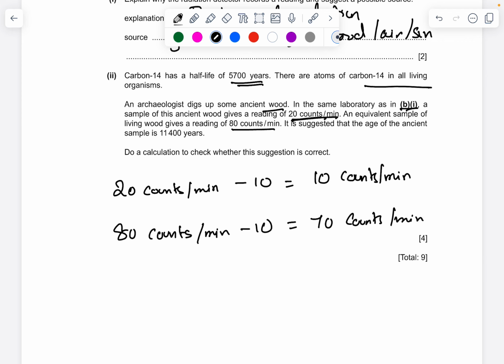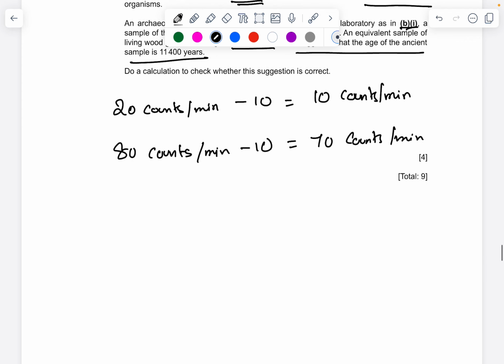Now, it is suggested the age of the ancient sample is 11,400 years. So basically we know that the half-life is 5,700, times 2 becomes 11,400 years. Means there are two half-lives.